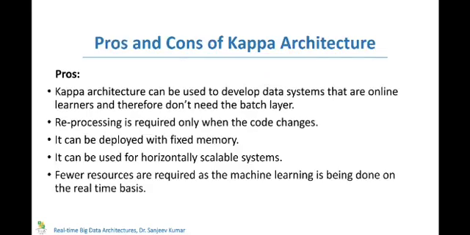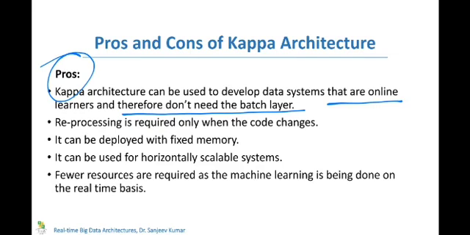And the pros and cons are there. The pro is that Kappa architecture can be used to deploy data systems that are online, and therefore don't need a batch layer. Just like we are taking online classes, where we teach online students, at that time we have no need for a recorded or batch system, like copies from the hard disk or the cloud. We just have face-to-face interaction, and we teach, and students learn from their online classes.